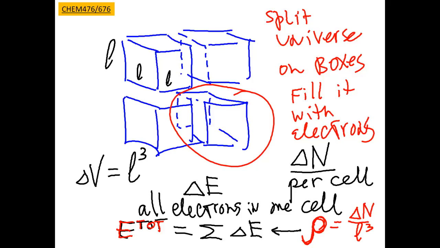What is our goal and what are we doing? Are we just having fun looking at the particles in the boxes? No. We need to find energy. That's what we call the goal. Find the energy of all electrons inside. So there will be more than one electron.